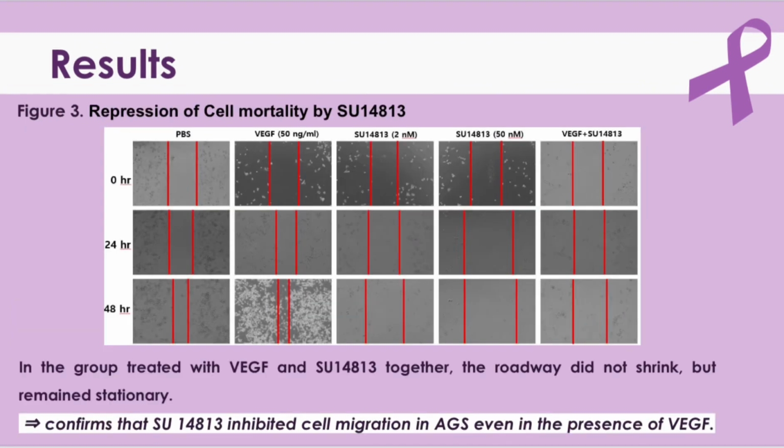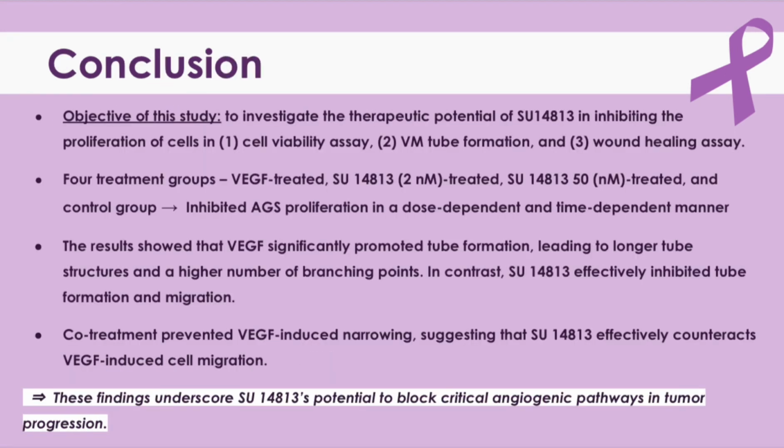Finally, I conducted the cell migration analysis, and the results were that VEGF enhanced cell migration and promoted wound healing compared to the control. SU14813 treated groups showed significantly reduced wound healing, and in the high concentration group, not only did the wound not close, but the area even widened, indicating a strong inhibition of migration and proliferation. In conclusion, the study confirmed that SU14813 can inhibit VEGF-induced angiogenesis and cell migration. This suggests that inhibitors like SU14813 could be potential therapeutic agents in gastric cancer treatment.